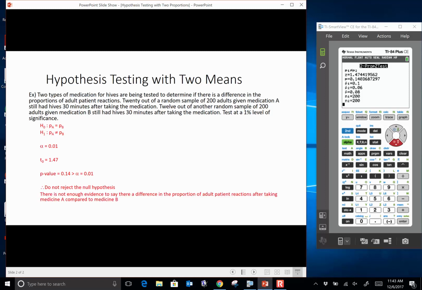Therefore, we're not going to accept the null hypothesis. We're going to not reject the null hypothesis. Okay? So do not reject. There's not enough evidence to say that there's a difference in the proportion of the adult patients' reactions after taking medicine A compared to medicine B.